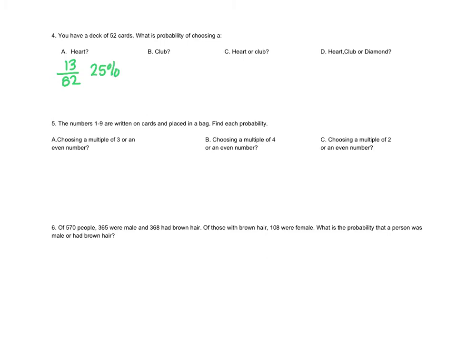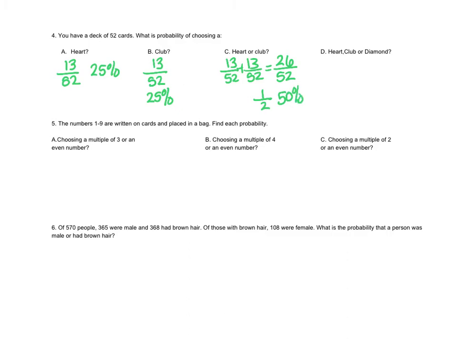The same is going to happen with a club. It's going to be 13 out of 52. There's an equal amount of each suit. So a heart or a club, well, we're going to do 13 over 52 and 13 over 52 to get 26 over 52. So that's 1/2, which is 50%.